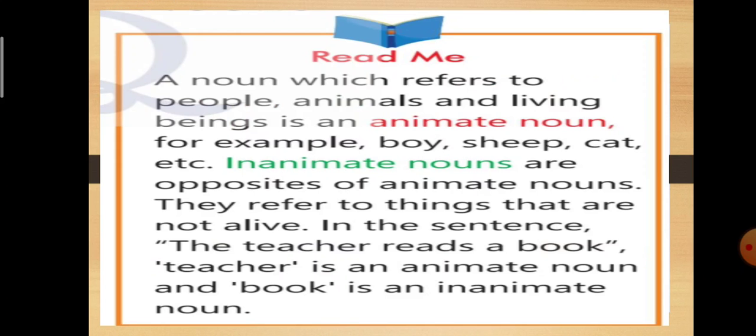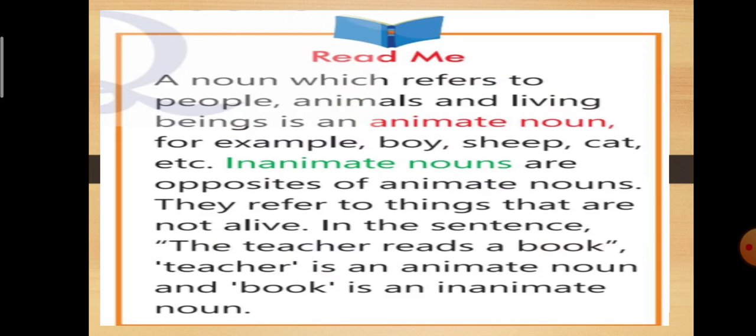So let's discuss. Here in the read me box, its definition is given. A noun which refers to people, animals and living beings is an animate noun. For example, boy, sheep, cat, etc.